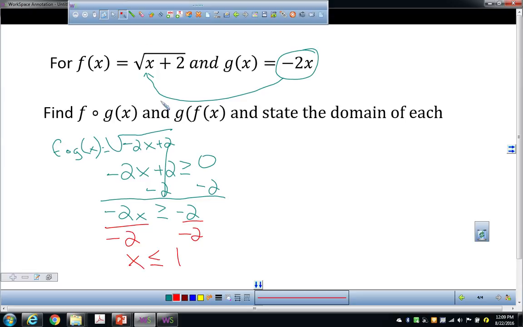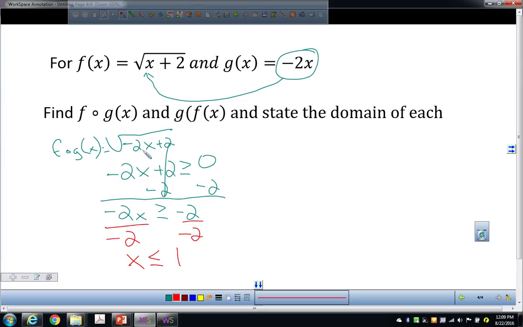Same thing if you have something in the denominator: the denominator cannot be equal to 0. So if you're looking for the domain of a rational function with a function in the bottom, you set the bottom not equal to 0. So x has to be less than or equal to 1. See if that makes sense. What's a number that's less than 1? 0.